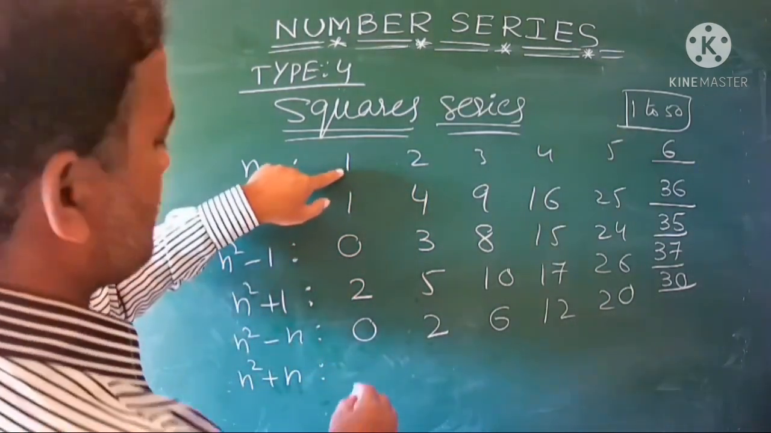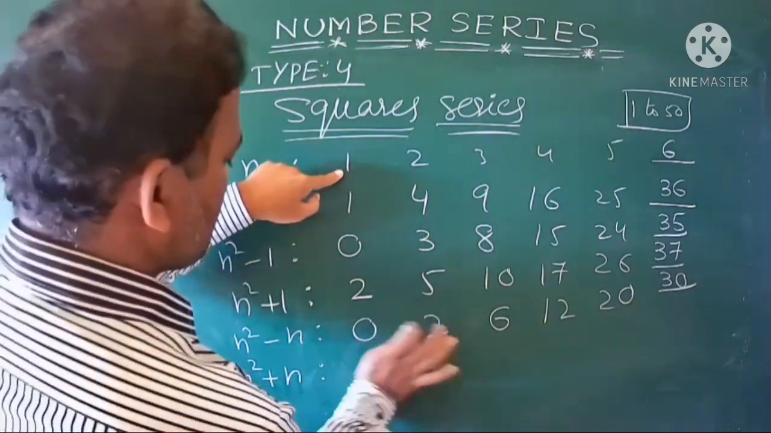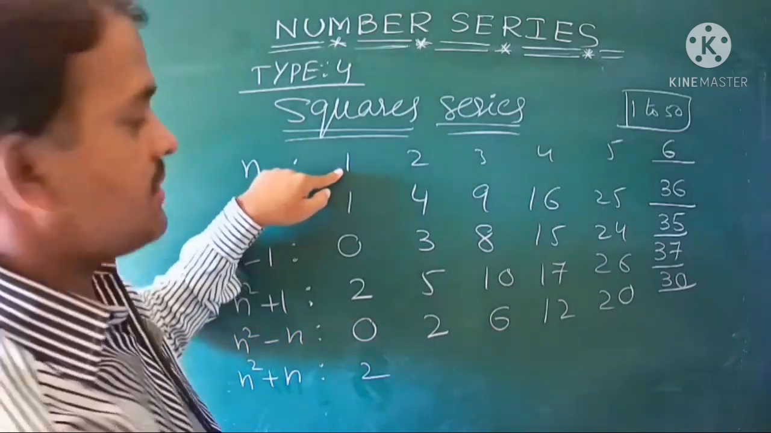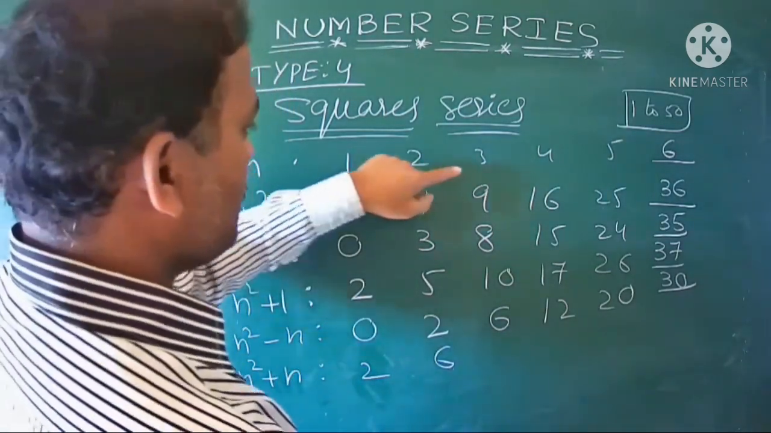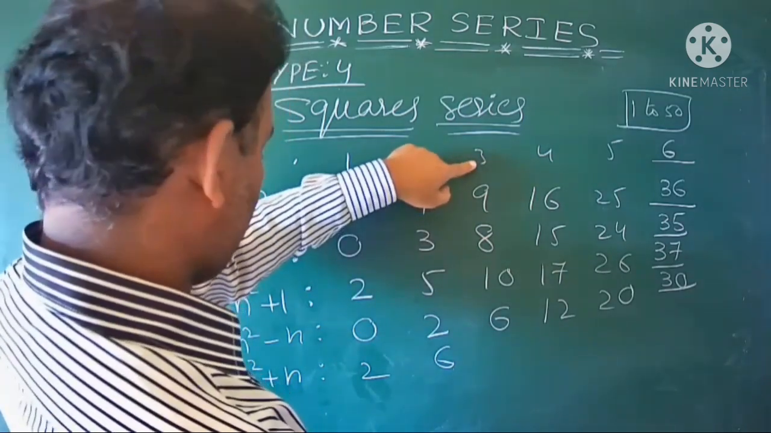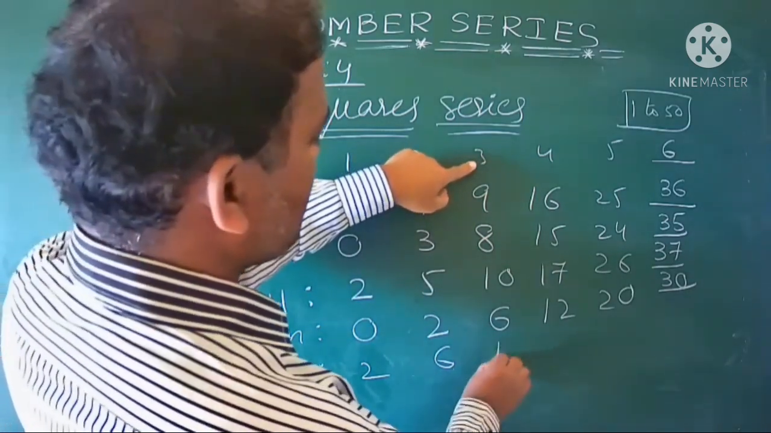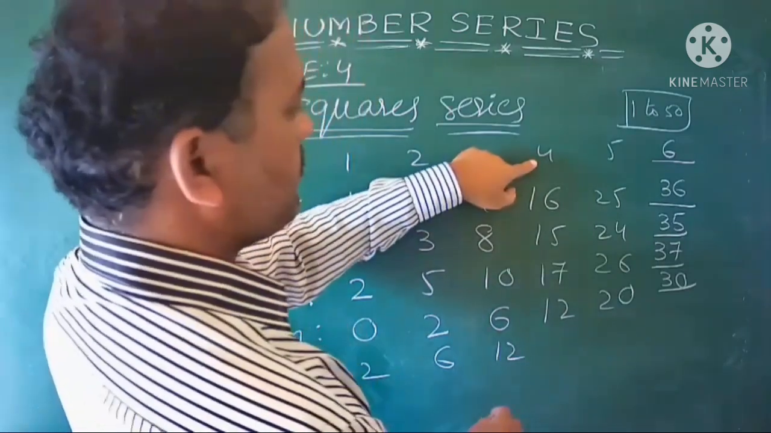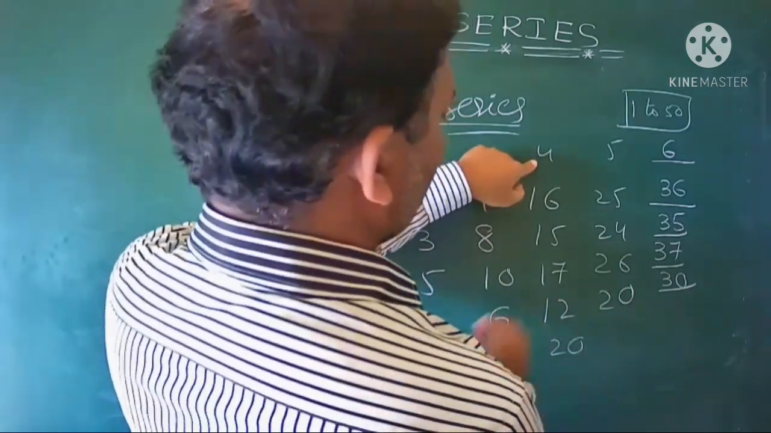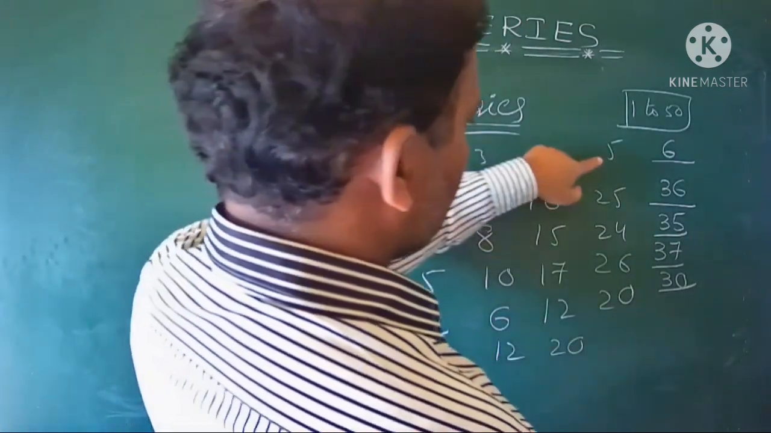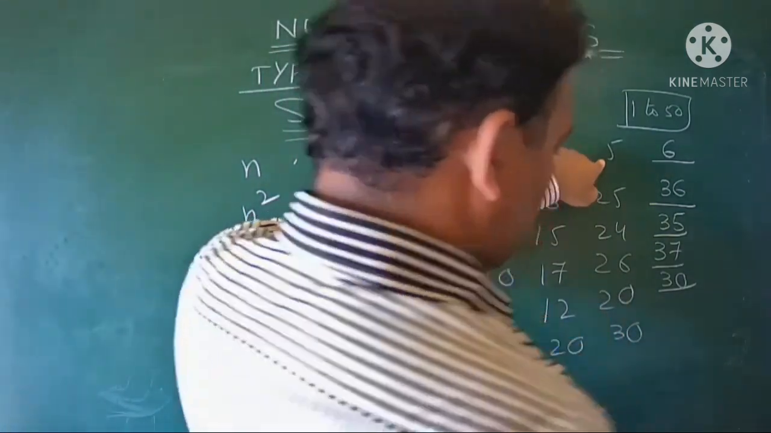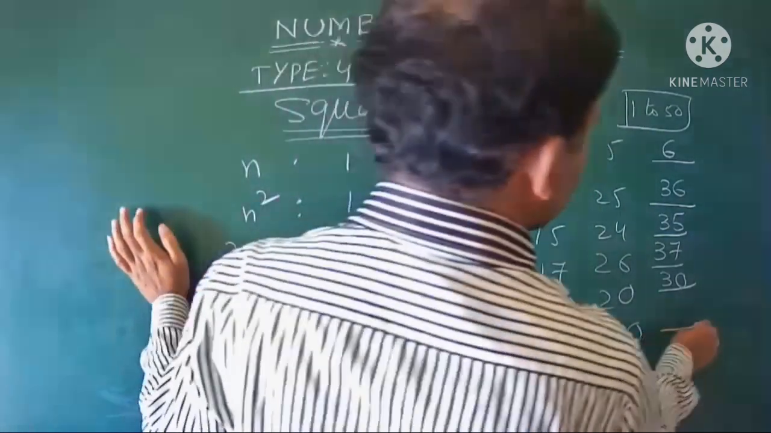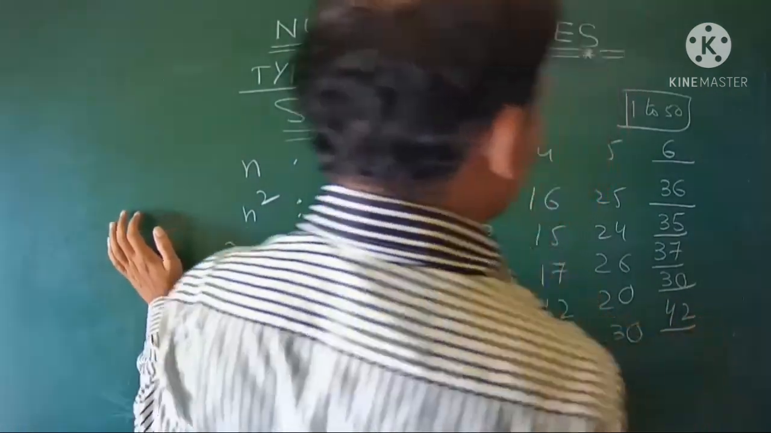Suppose 1 square plus 1 means 2 only. Similarly, 2 square plus 2 is 6 only. 3 square plus 3 means 9 plus 3 is 12. 4 square plus 4 is nothing but 20; 4 square is 16, plus 4 is 20. 5 square plus 5 is 30. And next, 6 square plus 6 means 42 will come.